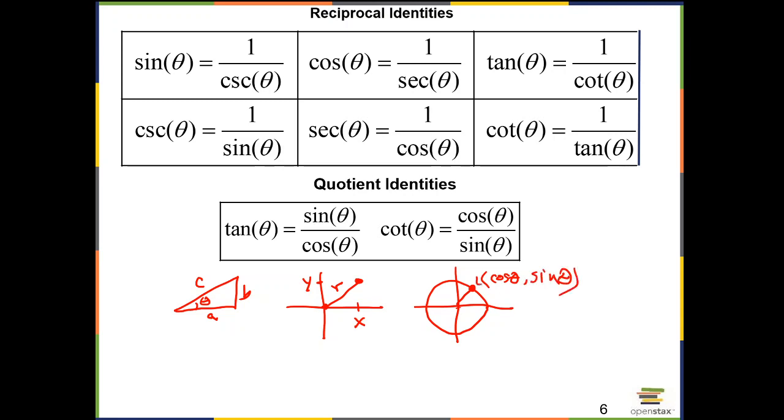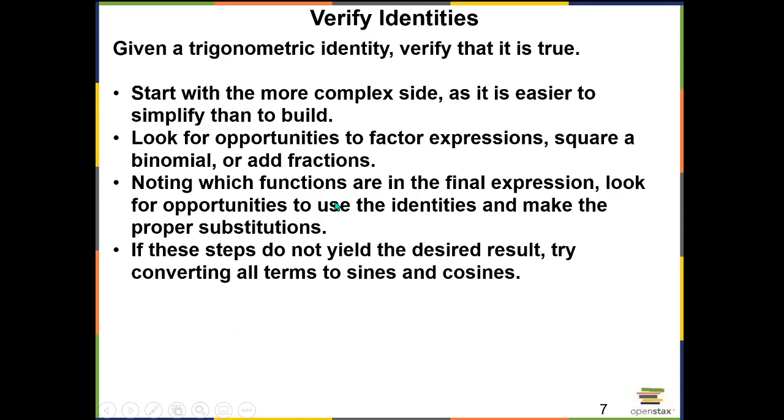And theta is this angle here. Either one you use, you see that these reciprocal identities actually work with the way that we define them. So now, how do we verify identities? If you're given an identity, how do we verify it?